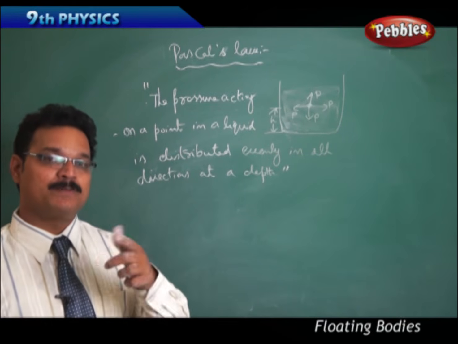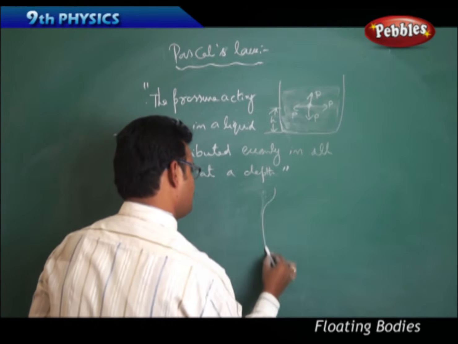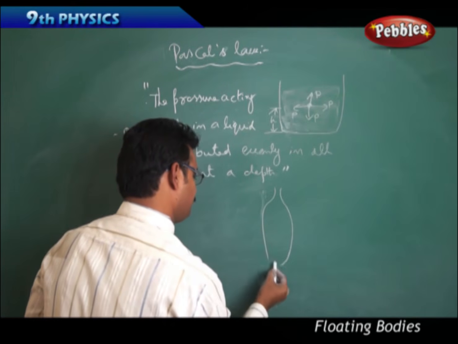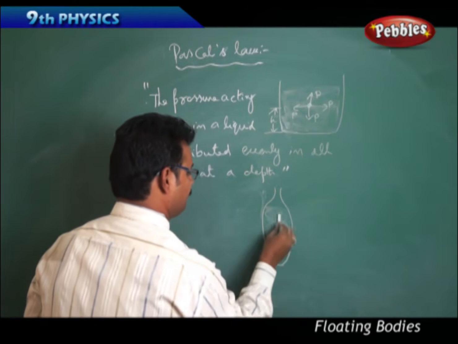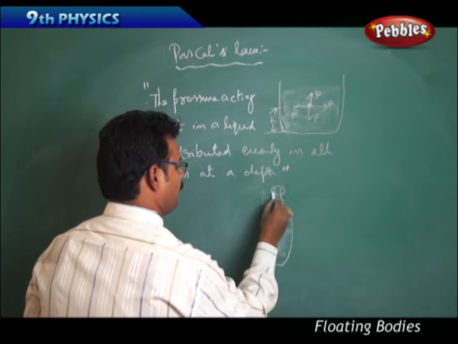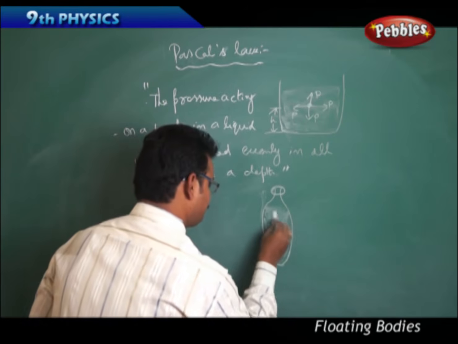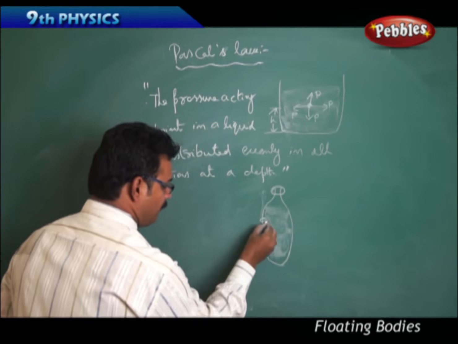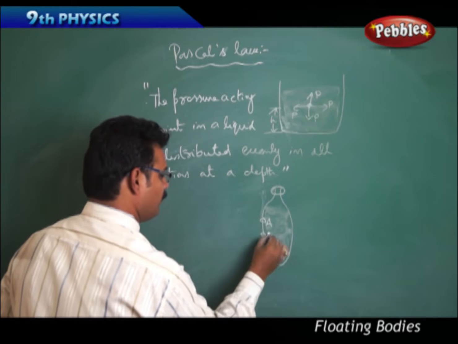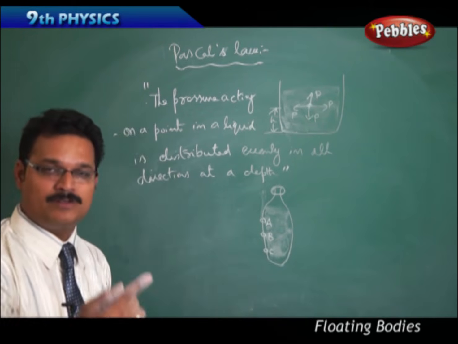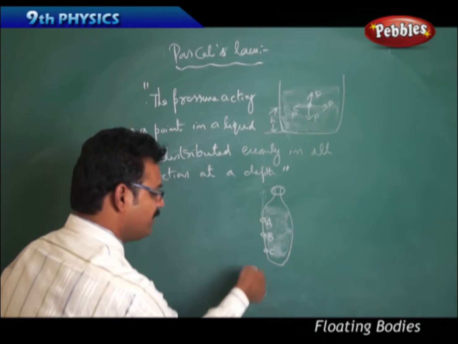Let me show you how to do the experiment at home. Take a plastic water bottle, fill the bottle with water and cover it with the cap. Now this is the water. Now make a hole here, here, and here. This is hole A, hole B, hole C. Using a safety pin, just pierce the bottle at three different depths.